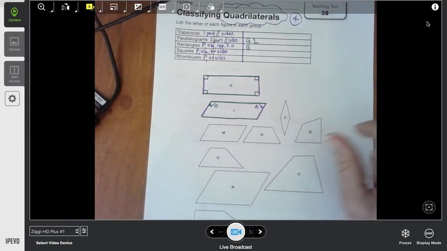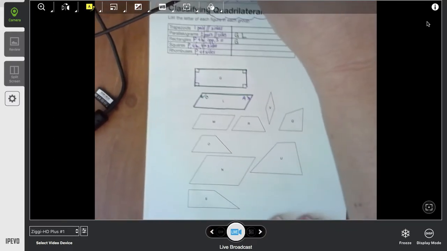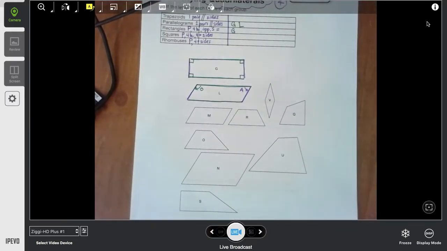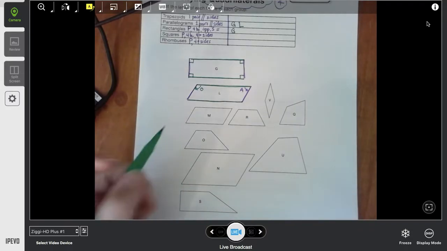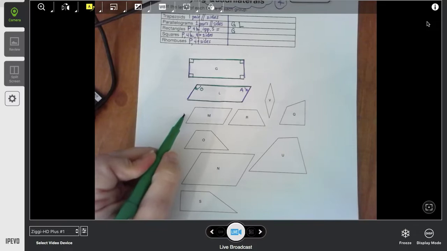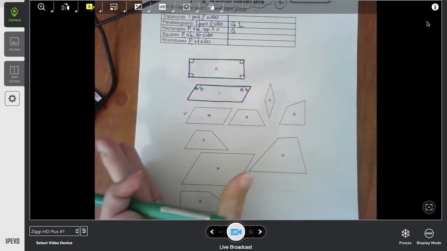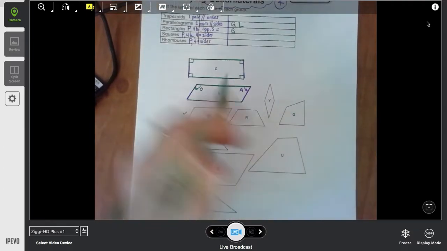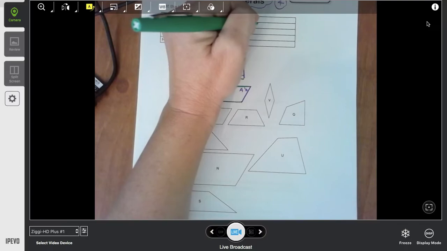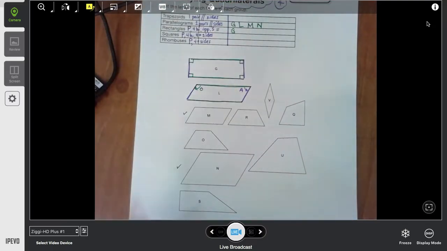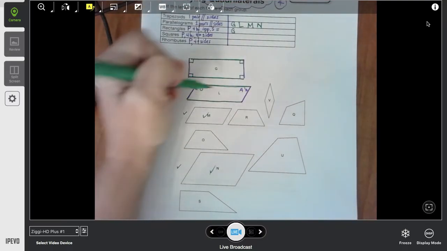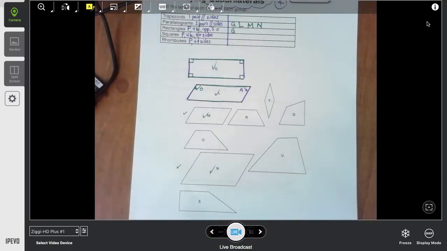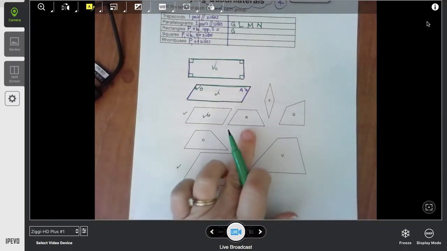Do you see any other shapes that are very similar to L that are just parallelograms that don't have right angles or 4 equal sides? I see one. M looks a lot like L, it's just a little shorter. N is just a little shorter and a little taller. So both M and N are parallelograms. So we're done with M, N, L, and G. All right, let's talk about R for a second.